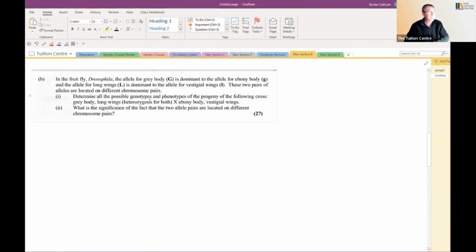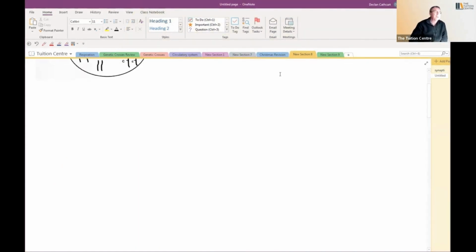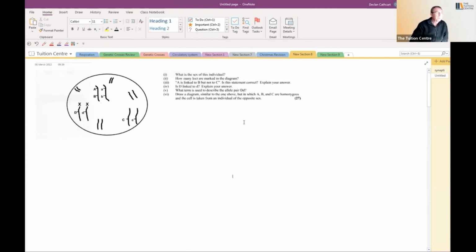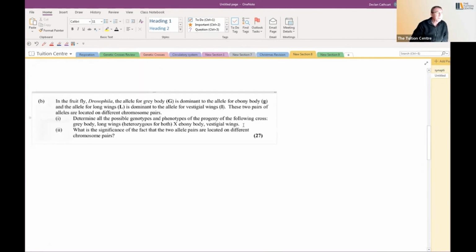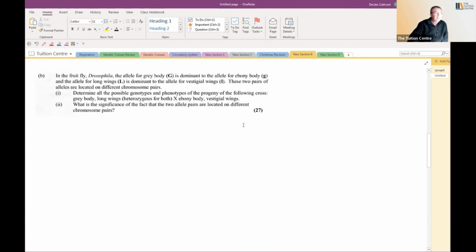They're a real pest because they're the tiny little flies that hang around your fruit bowl. And what this question is asking is it's saying that you've got two different genes that we're going to track in this one. You've got a gene for body color and a gene for wing shape.